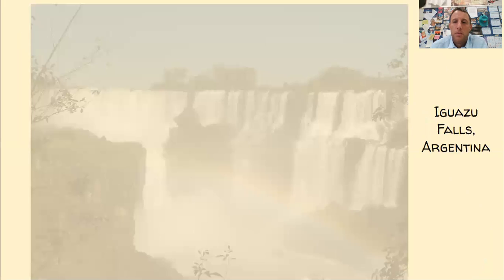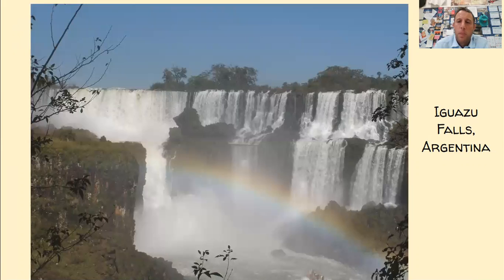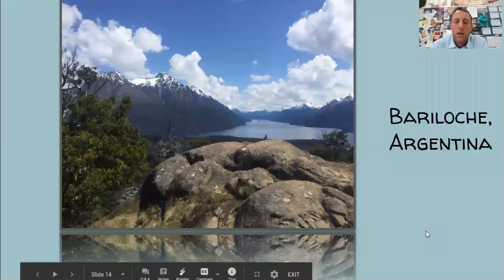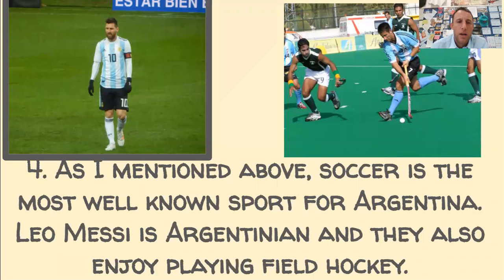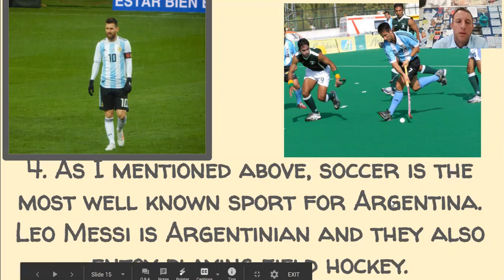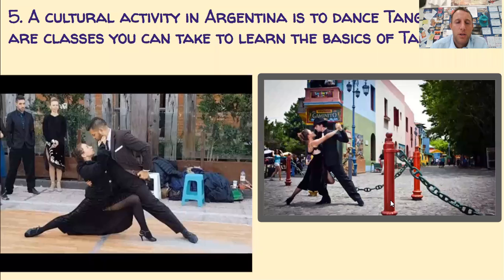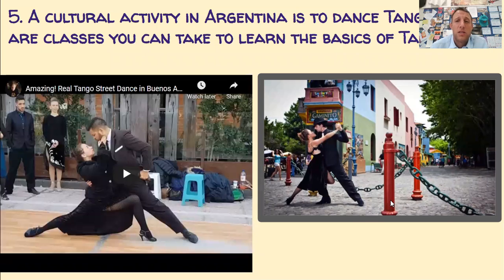And then this is a picture of Iguazu Falls, which is in Argentina, one of the most beautiful waterfalls in the world. In Argentina, a very popular dish to eat is empanadas, and Argentinians also enjoy their steaks. So you need to tell me a little bit about the food. Show me extra pictures. There's Bariloche. And as I mentioned above, soccer is the most well-known sport for Argentina. Lionel Messi is Argentinian, and they also enjoy playing field hockey. So you can see their team country colors there. And then a cultural activity in Argentina is to dance tango. There are classes you can take to learn the basics of tango. So you need to research what is a cultural activity that you could do in the nation that you're visiting.